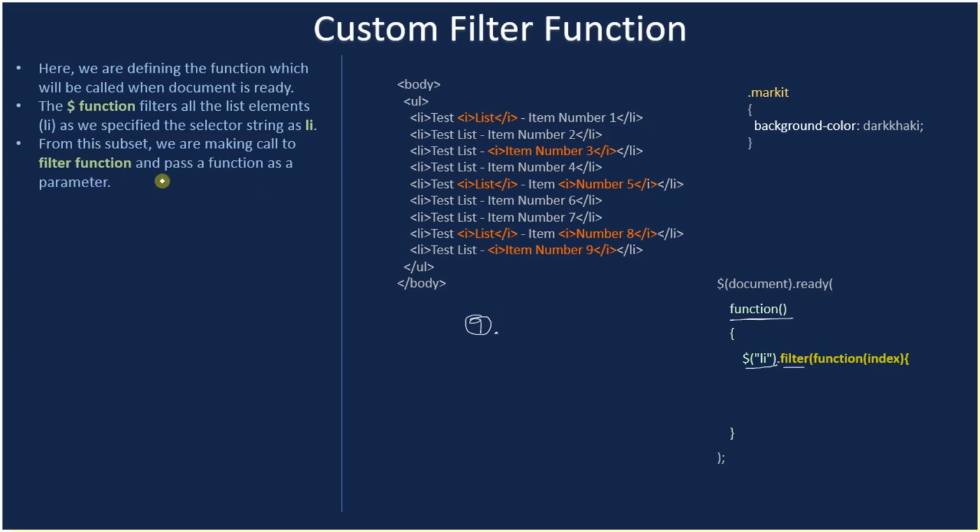From this subset, we are making a call to the filter function and passing a function as a parameter. So this is the filter function. Here we have the open parenthesis and we give a function as an argument: function(index), then open and close curly braces. That means here we are defining the body for this custom function. The filter function will make a call to this parameter function for each list item.